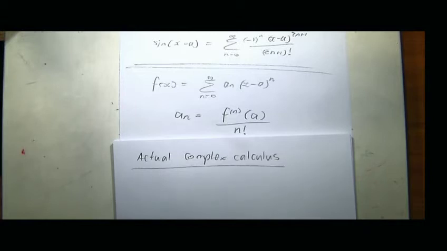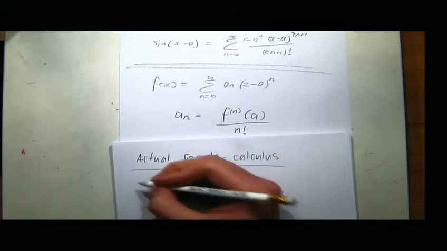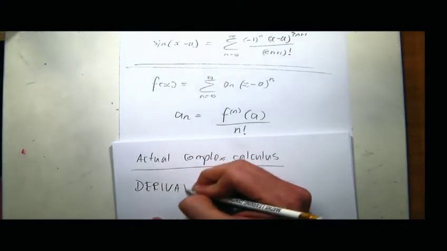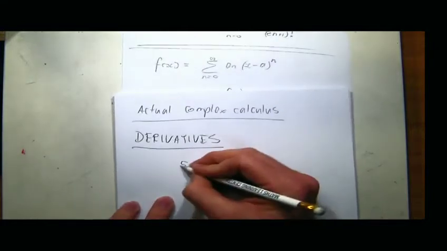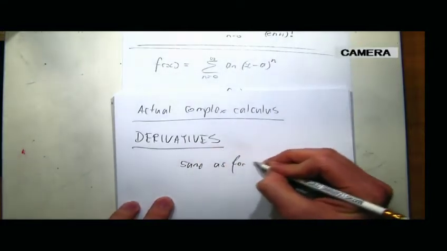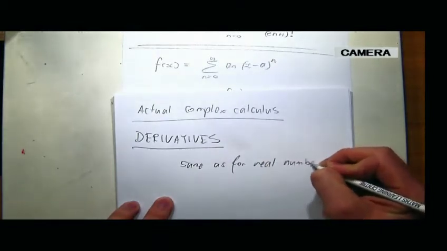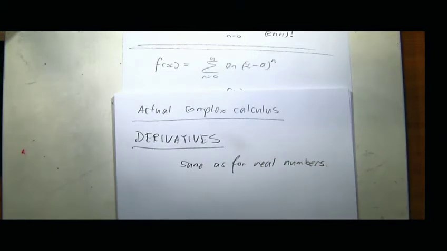So first let's talk about derivatives. Derivatives. Same as for real numbers. That's pretty much it. Okay. I know there's a proper definition of when things are differentiable, and we can deal with that. But pretty much the actual derivatives themselves, when you get to the point of actually calculating them, are the same as for real numbers. Okay?